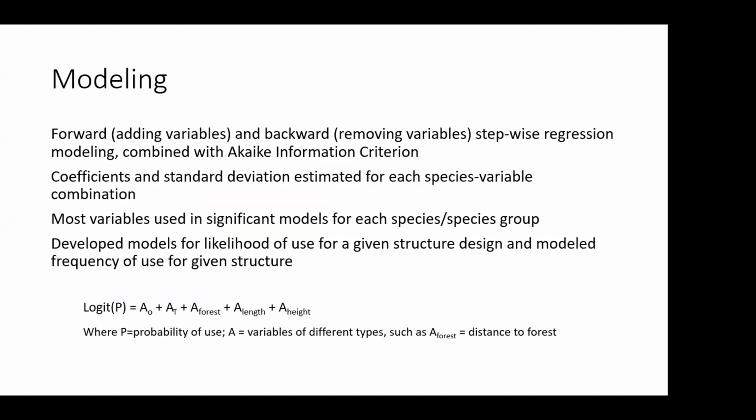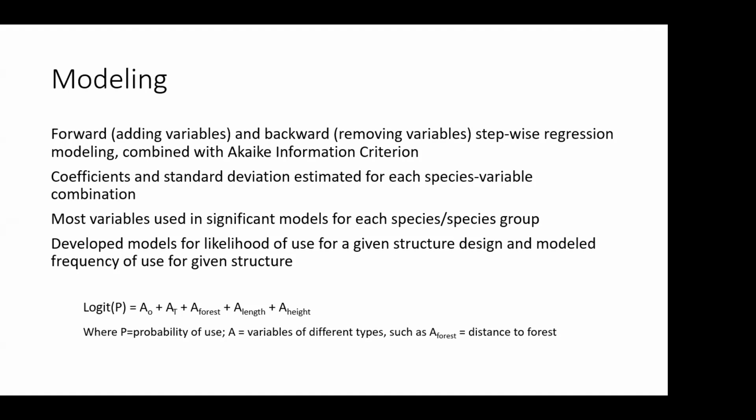Two kinds of modeling took place. A lot of this is things I didn't do, the student did it, but I'm going to pretend and say we. So we did forward and backward stepwise regression, which is basically adding variables and removing variables. We estimated coefficients and standard deviations for these different species variable combinations and used these to find models that significantly explain the structure use for different species and species groups.